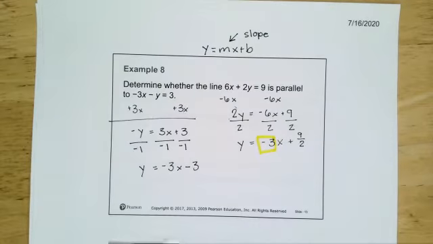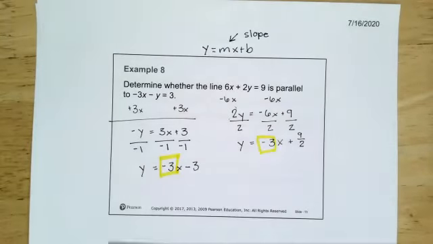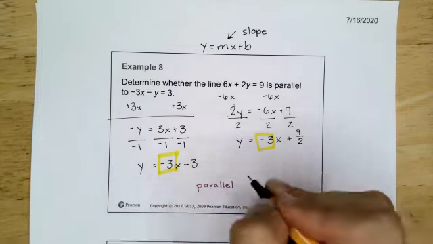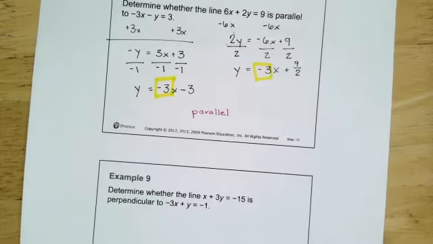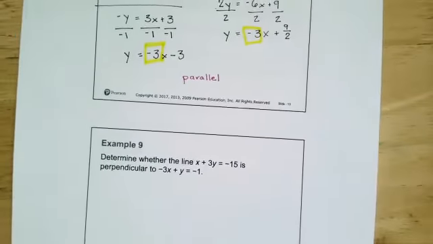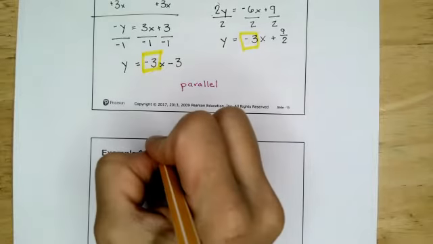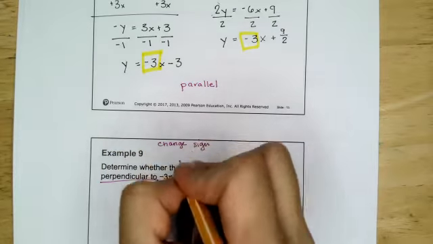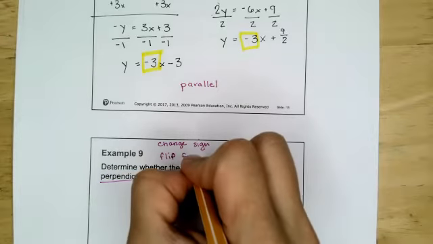So that is done. That slope is also -3. So these are parallel. The slopes are the same, so they're parallel lines. Parallel because this slope matches this slope. Perpendicular, remember, we're going to change the sign of the slope, and we're going to flip the fraction of the slope. Flip the fraction.